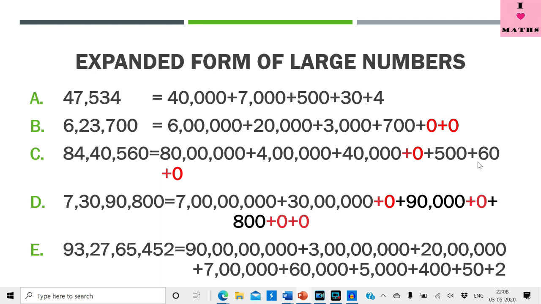Plus 500 plus 60 plus 0. Now this 0 is there because of this 0. I hope you would have understood. Let us practice two more numbers.